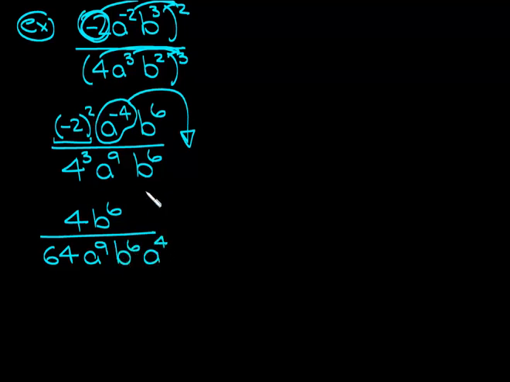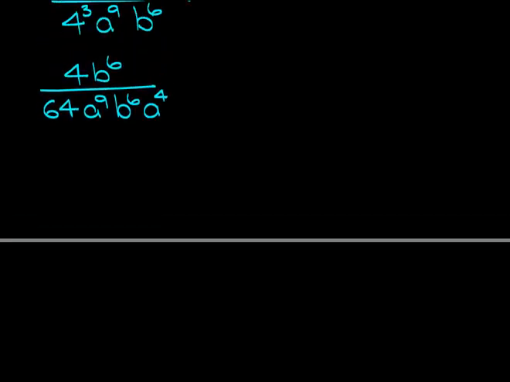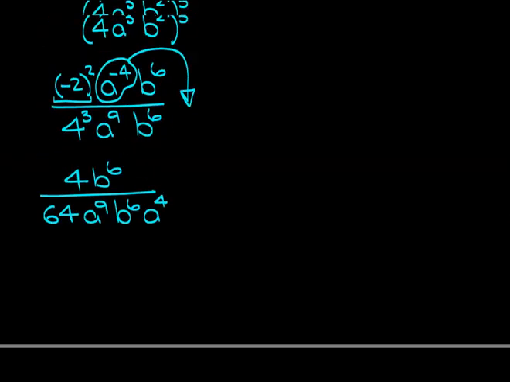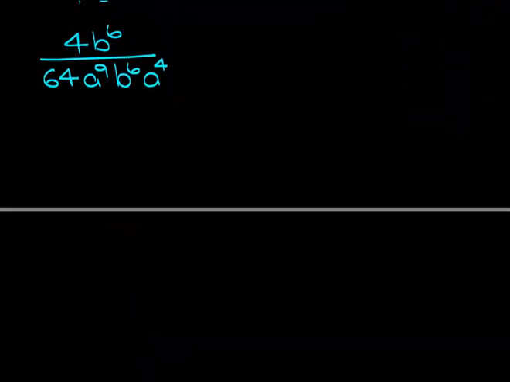So that a to the 4 comes to the denominator. So now we can simplify. Now we're going to do the last step. The last step is what? Cancel and combine. Well, let's see what cancels.